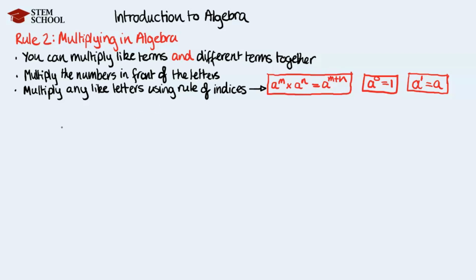To work these questions out, you multiply the numbers in front of the letters, and then you multiply any like letters using the rules of indices. So here you're multiplying two like letters, the a's, and you just add the powers, so m plus n. I've also written two different rules here: any letter to the power of 0 is equal to 1, and any letter to the power of 1 is equal to a. So we'll do a couple of examples to show how to work these questions out.